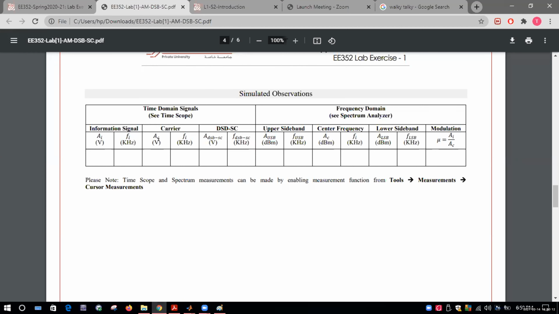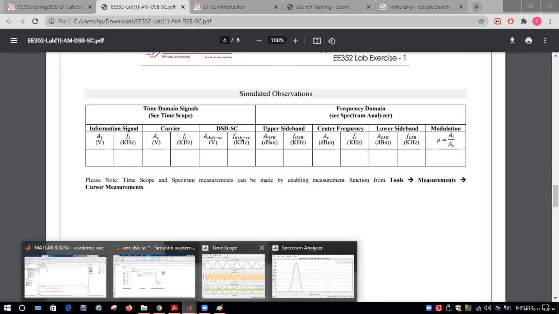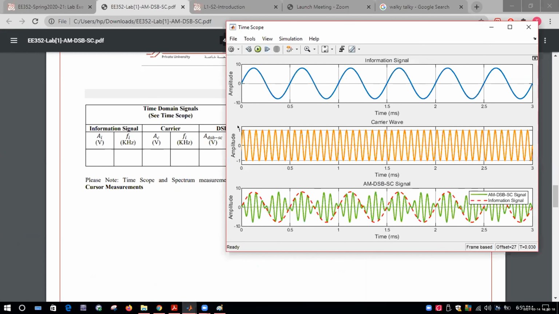What is the carrier? What is the carrier amplitude? 1. What is the carrier frequency? 15. Yes.